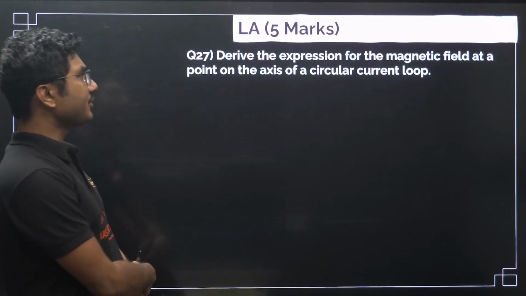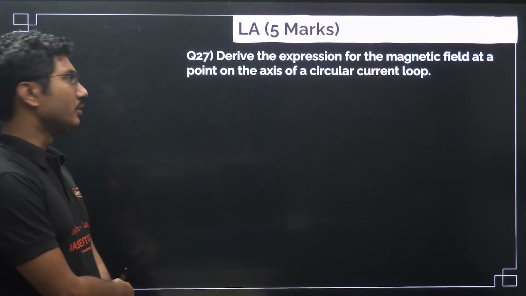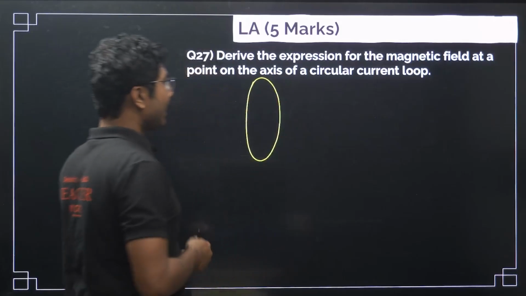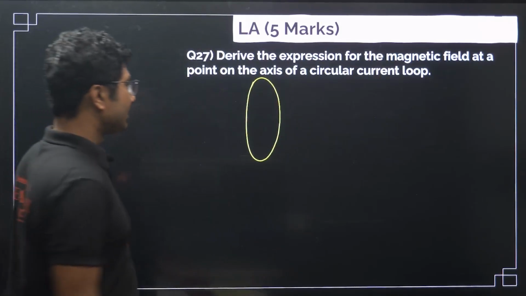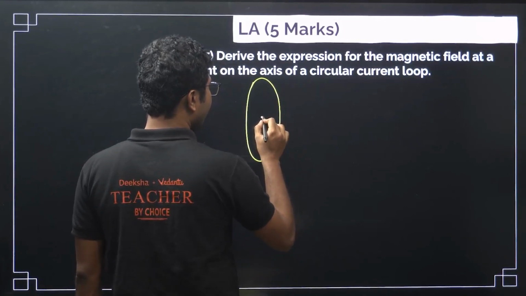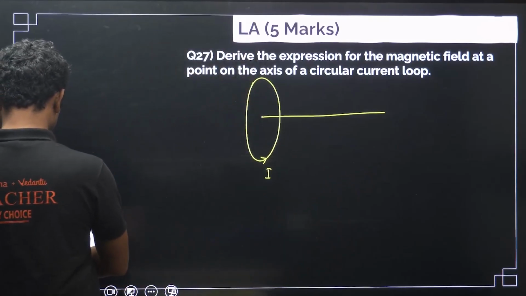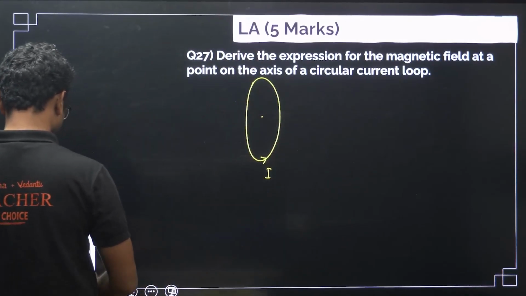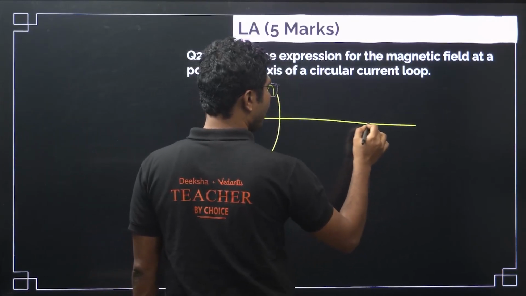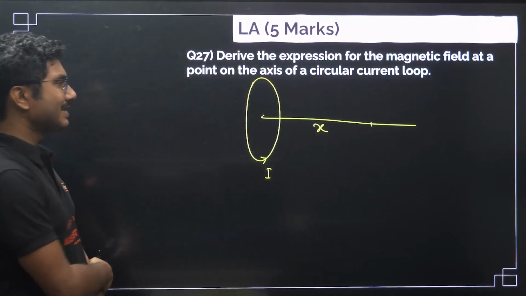Derive an expression for the magnetic field at a point on the axis of a circular loop. So, we have a current carrying circular loop. Suppose the current passing through the loop is I, and we are trying to find the magnetic field at a point on the axis of the circular loop, say at a distance x.